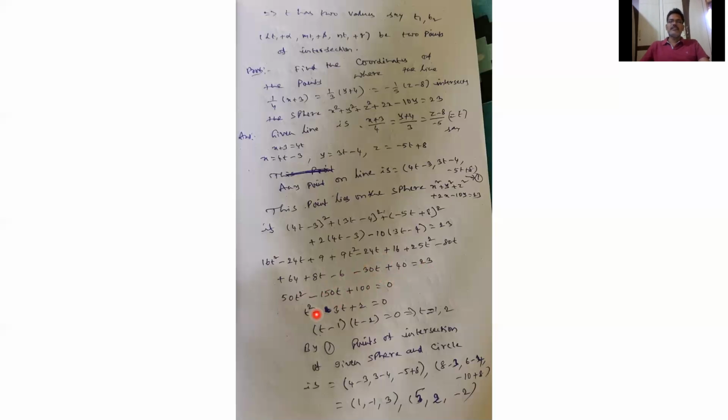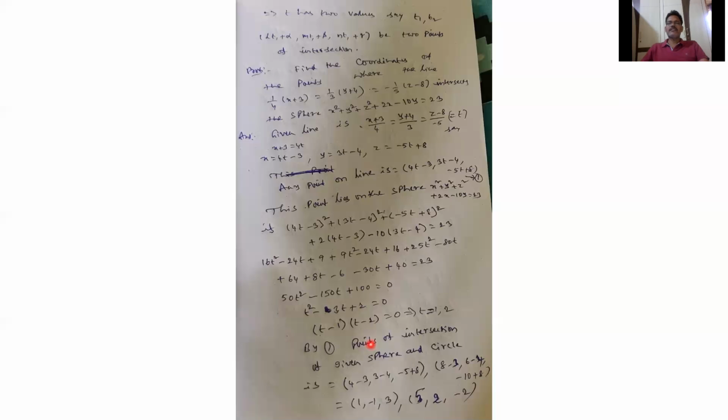So dividing by 50, you'll get t square minus 3t plus 2 equals 0. So here this can be written as t minus 1 and t minus 2, because we can write minus 3t as minus 2t minus t. Taking t common, t minus 2, minus 1 common, t minus 2. Because if you expand this, t square minus 2t minus t plus 2. So this can be written as t minus 1 into t minus 2. So finally you get the answers: t is equal to 1, t is equal to 2.